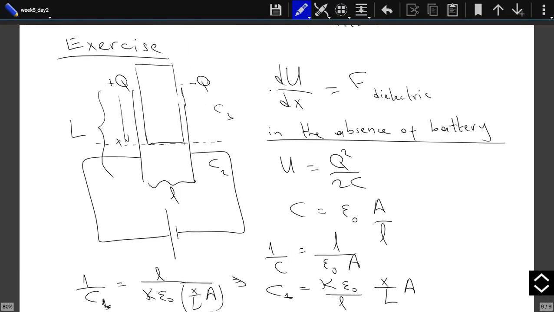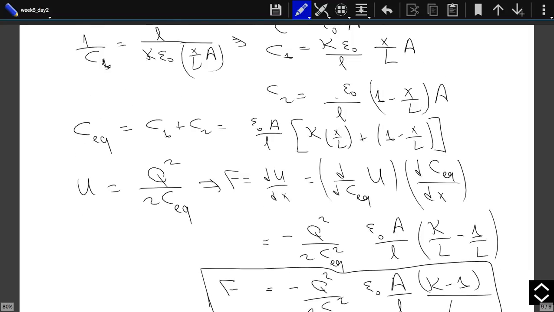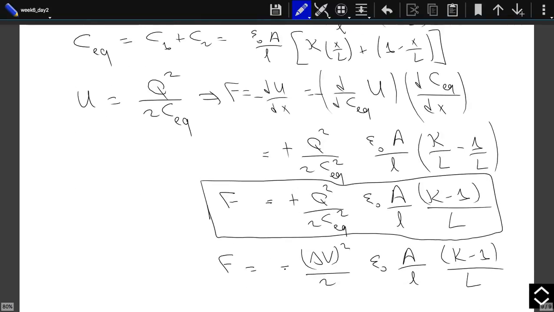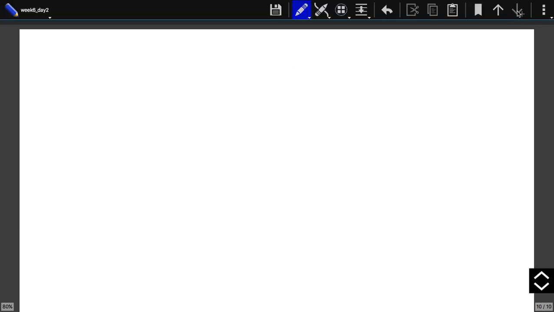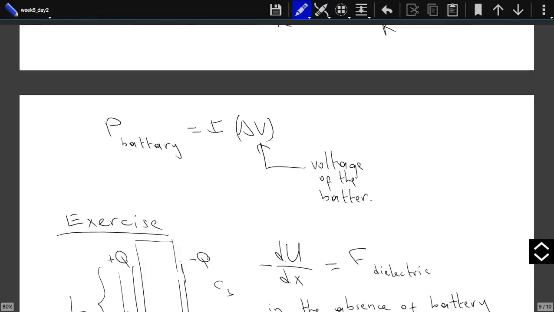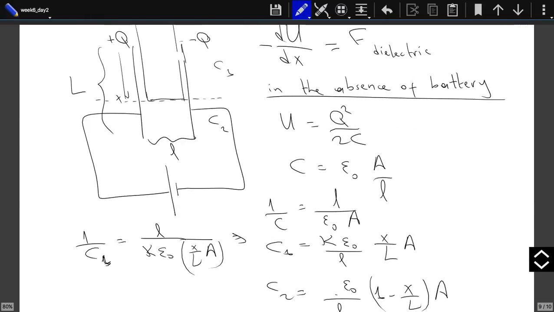Now, by the way, the force is minus dU by dx. That is the definition. So here I don't have this minus sign. The force is minus the derivative of the potential. Now let's look at the other way around, the other case, with the presence of the battery.